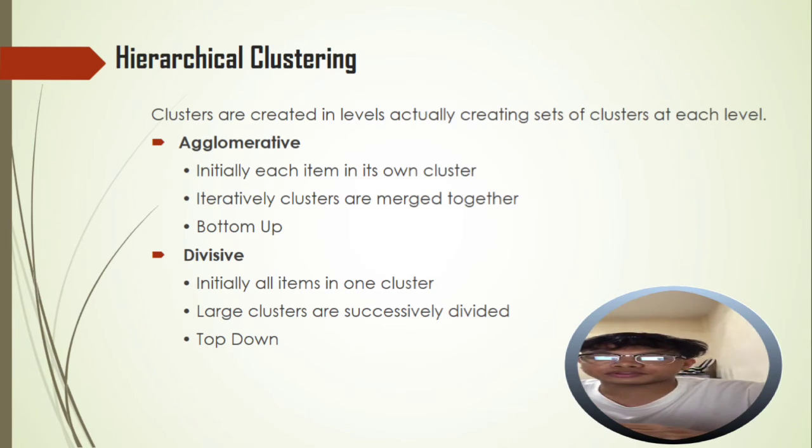So, the second part of the hierarchical clustering is the divisive. So, divisive is the opposite: initially all items are in one cluster, then the large cluster is successively divided, and the last one is top down. So, that's all.